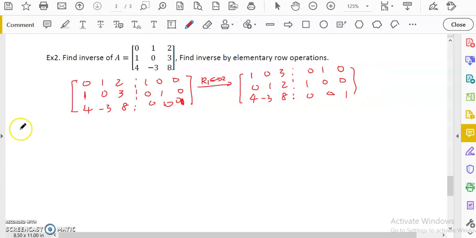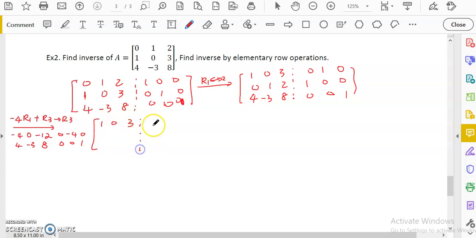And then what's the second one? The second one we're going to do is to get rid of the 4. So I say negative 4 row 1 plus row 3 and put it back into row 3. Negative 4 row 1 becomes negative 4, 0, negative 12, 0, negative 4, 0. Row 3 is 4, negative 3, 8, 0, 0, 1. Row 1 has no change, 1, 0, 3, 0, 1, 0. Row 2 also no change, 0, 1, 2, 1, 0, 0. And now row 3 would be 0, negative 3, negative 4, and then 0, negative 4, 1.